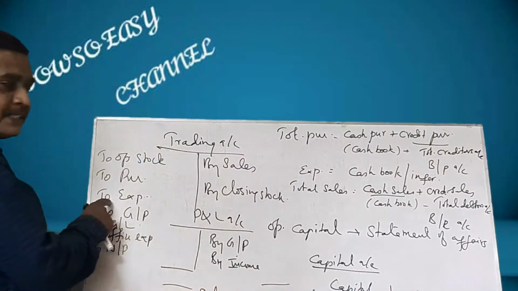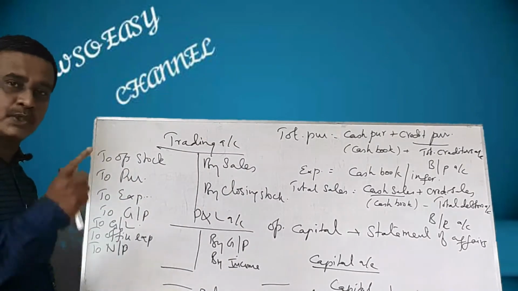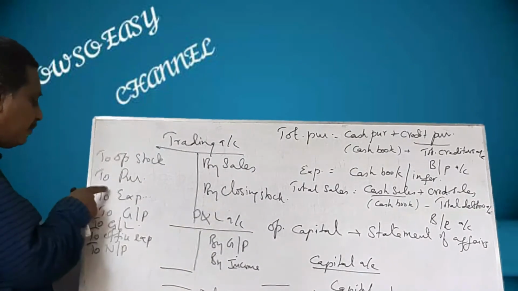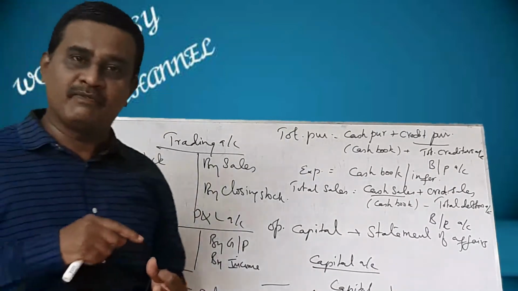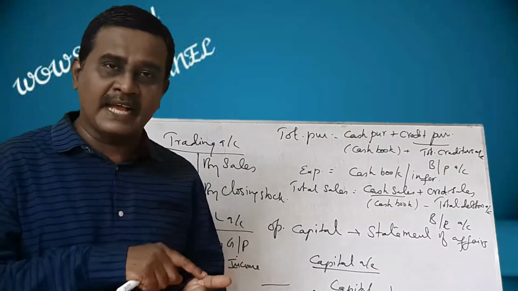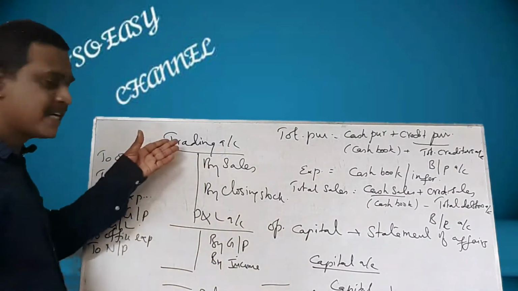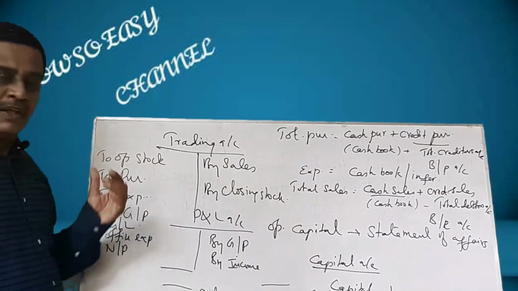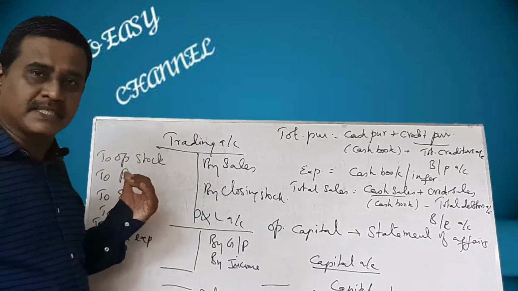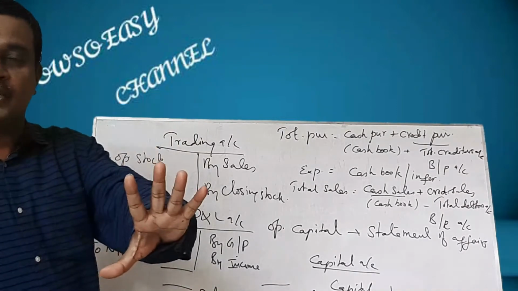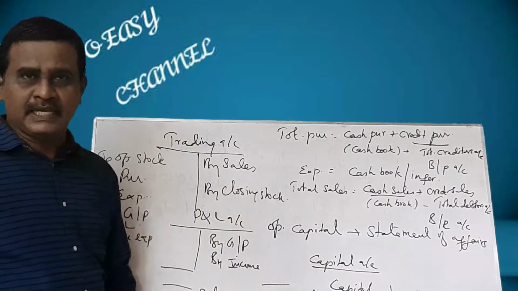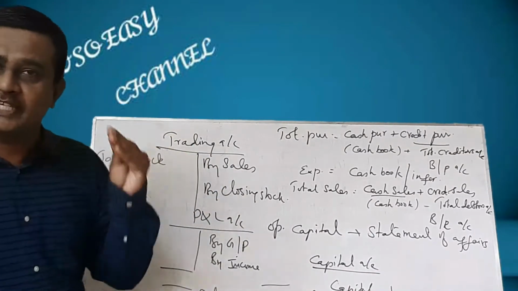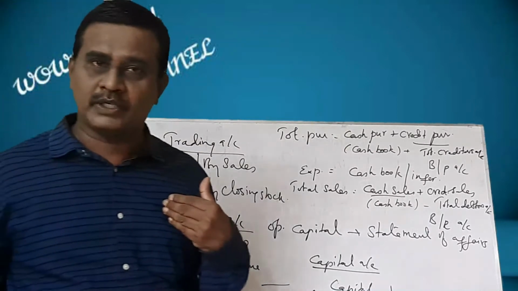And expenses. Expenses which are associated with production will come on the debit side of the trading account. Carriage inwards, wages, octroi, gas, power, these will come on the debit side of the trading account. Where can we get this information? When you go through the cash book, you will get that information. And sales. How to find out sales? You have to take the total sales. How can we find out total sales?